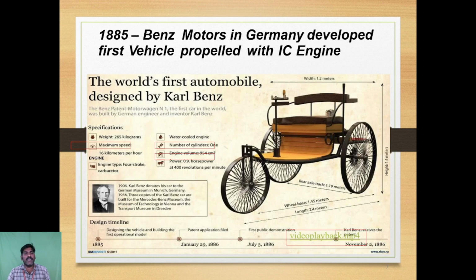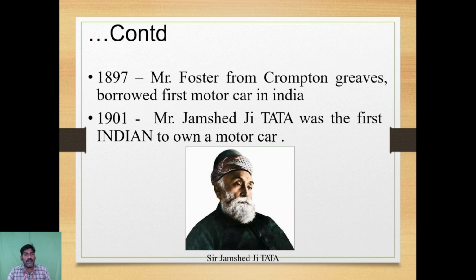In 1885, Benz Motors in Germany developed the first vehicle propelled with an IC engine, the world's first automobile designed by Karl Benz. In 1897, Mr. Foster from Crompton Greaves powered the first motor car in India. In 1901, Mr. Jamsetji Tata was the first Indian to own a motor car.